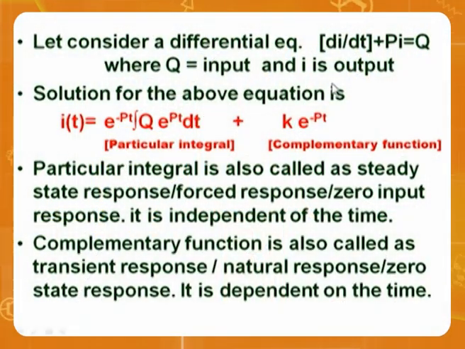Then, what would be the solution for the above equation? The solution for the above equation is i(t) = e^(-pt) ∫ q e^(pt) dt + k e^(-pt). Now, look at this. The first part we call the particular integral.